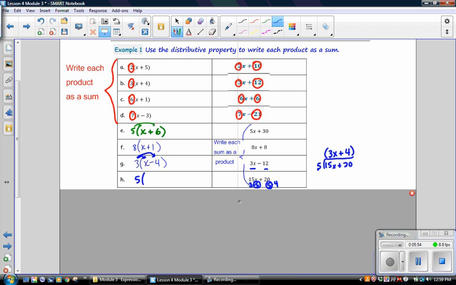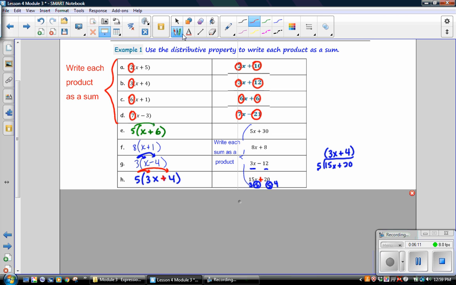5 times the quantity 3x plus 4. You can check to make sure that's right by multiplying it back out. 5 times 3x is 15x. 5 times 4 is 20. And we have a plus sign on the left and a plus sign on the right.